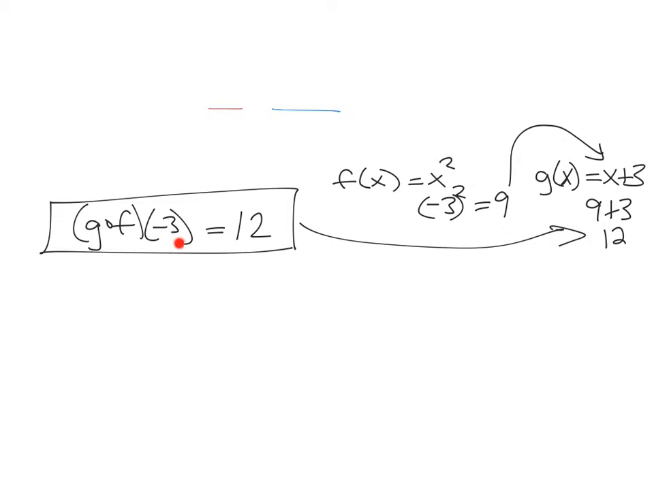So first you take the negative 3, you put it in f, then you get your answer and put it in g. So it's basically you're working it backwards, like written backwards. Take the negative 3, put it in f, take your answer, put it in g.